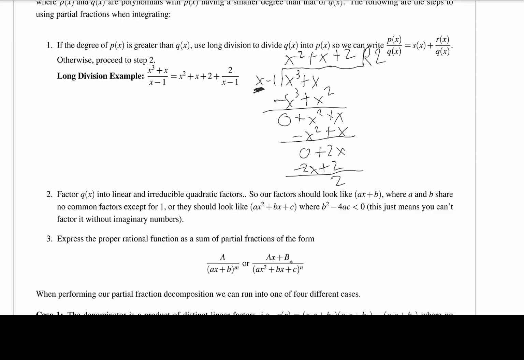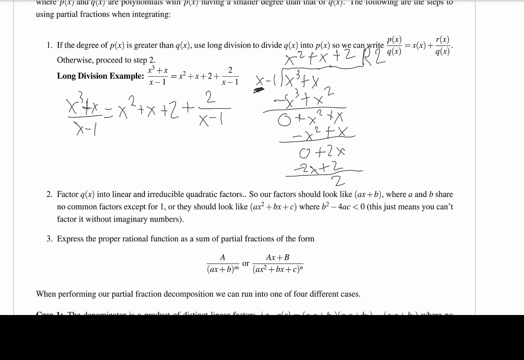So then what we say is that x cubed plus x over x minus 1 is equal to, I'm going to take what I have up top, which is x squared plus x plus 2. And then I'm going to do plus whatever my remainder is. So I have a remainder of 2 divided by whatever we were dividing by, right? Divided by the denominator that we had at the beginning. So plus 2 over x minus 1.